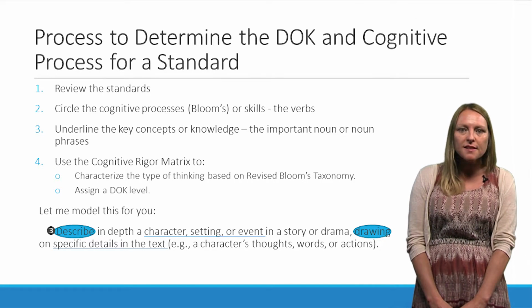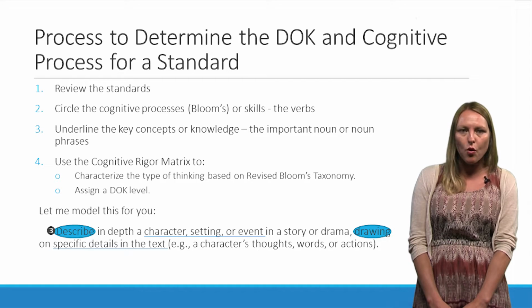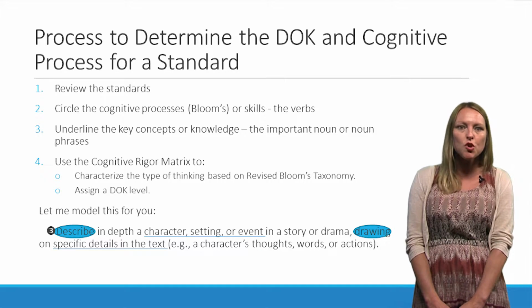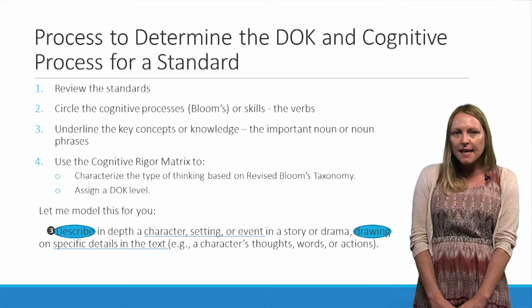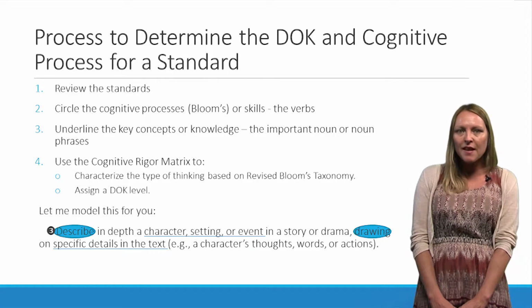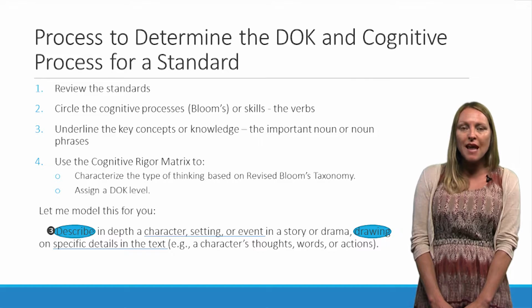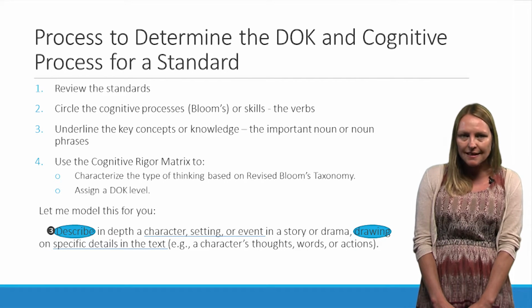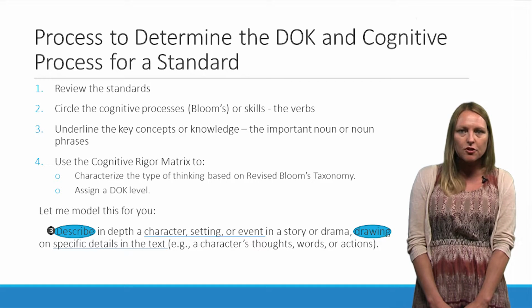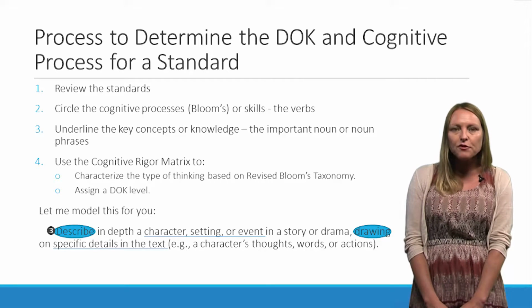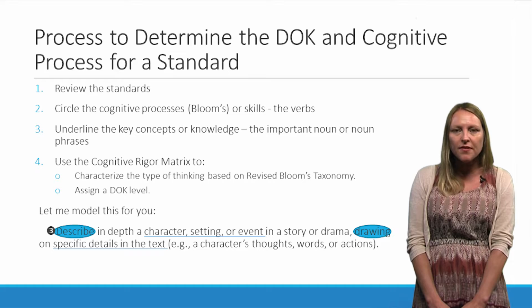The cognitive process that I identified was the understand category because the student was required to construct meaning from instructional messages. The next thing I did was analyze the noun and the noun phrases. The noun and the noun phrase in this standard are underlined. The nouns are character, setting, or event. They have to describe the character, setting, or event. They have to draw on specific details in the text.